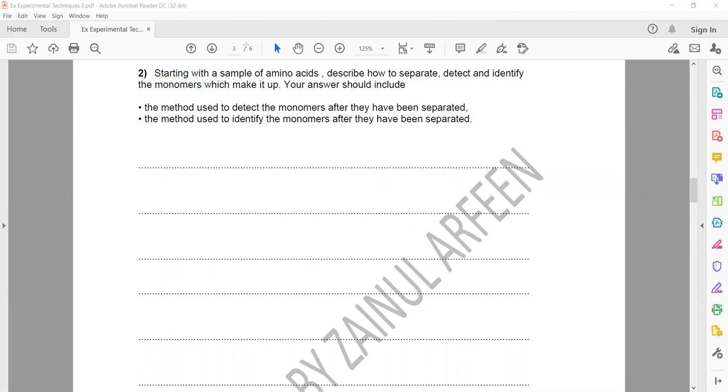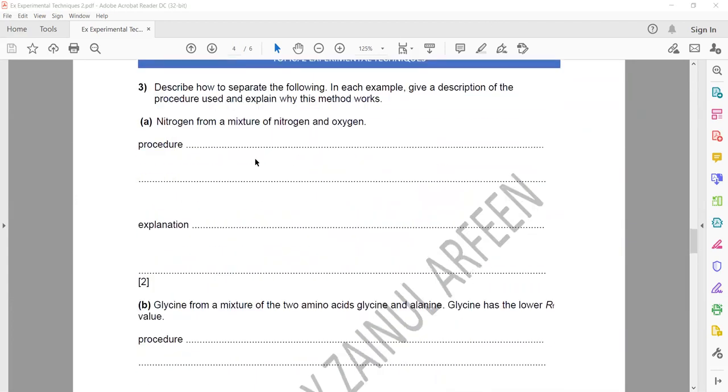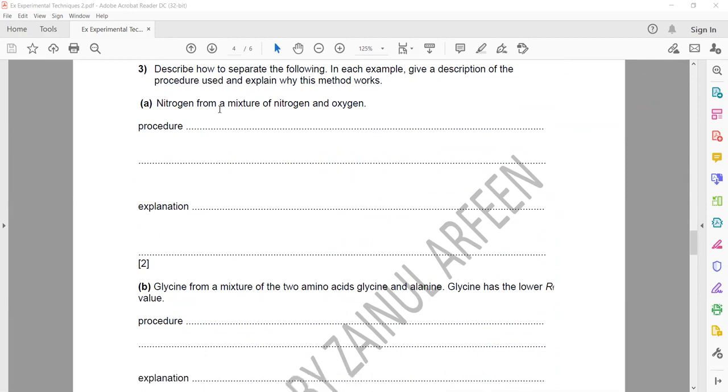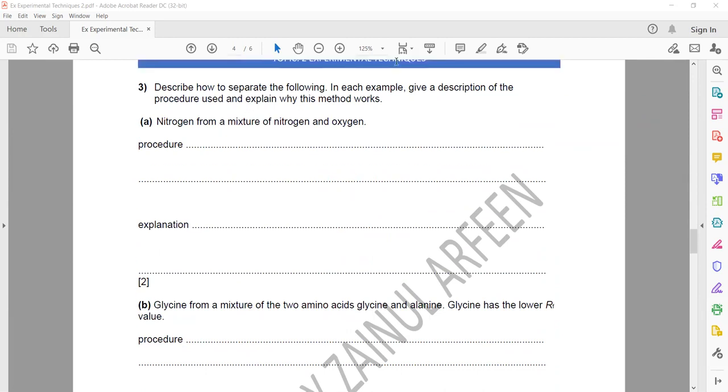Moving on to the next question, question 3. In question 3, describe how to separate the following. In each example, give a description of a procedure, like how you will carry out that, and explain why this method works. So what is the reason why that specific method will work? Nitrogen from a mixture of nitrogen and oxygen.